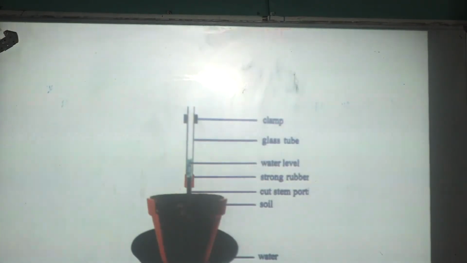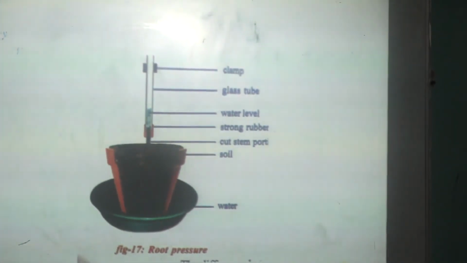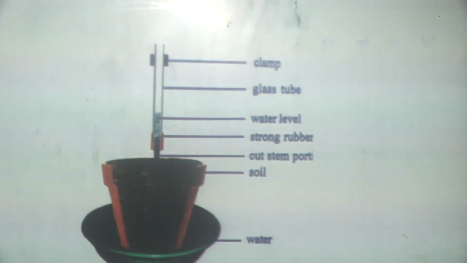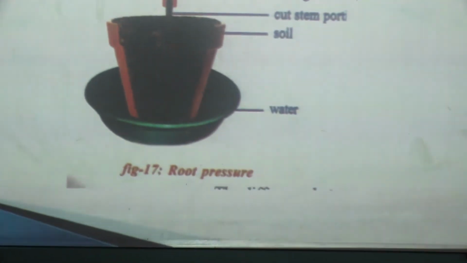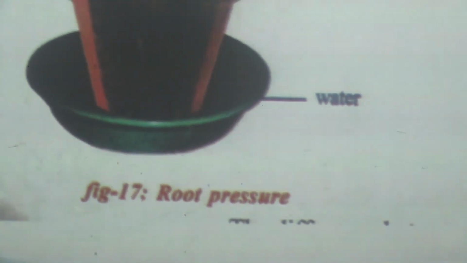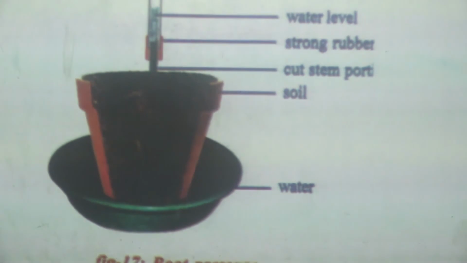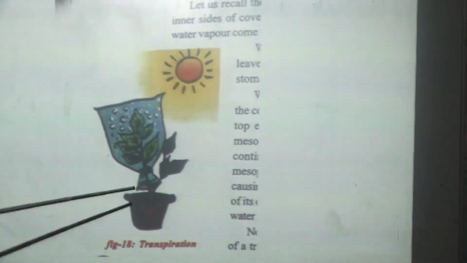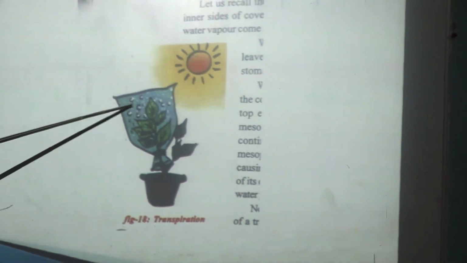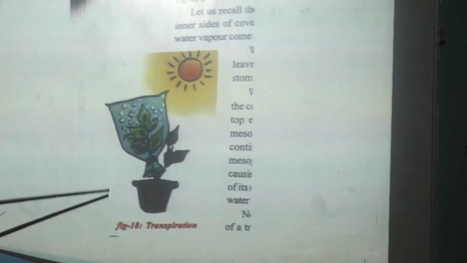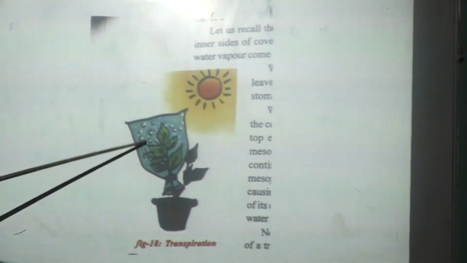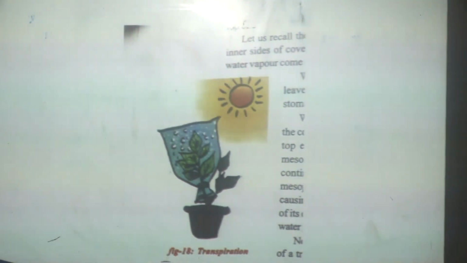Then let me move to the experiment. As I told you, it is a very simple experiment that you can write: aim, apparatus, procedure, that is, this experiment shows root pressure. This experiment is given in the big paper and the dots are very clear, and they say what type of process is going on in this diagram. There we have to identify the drops of water, so that is nothing but transpiration.